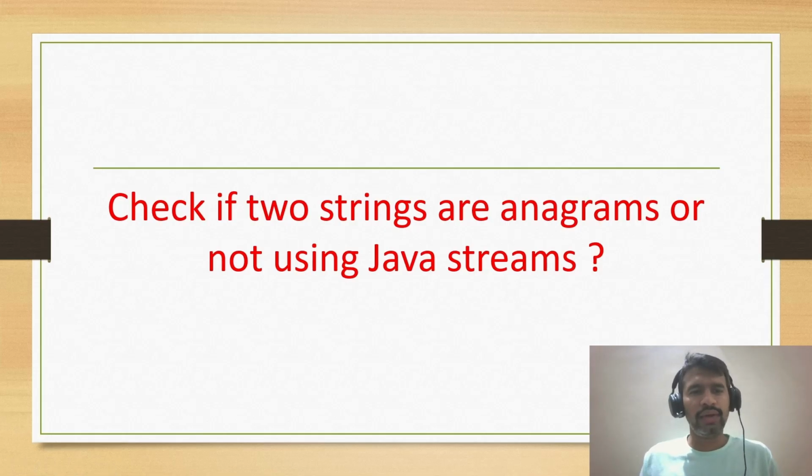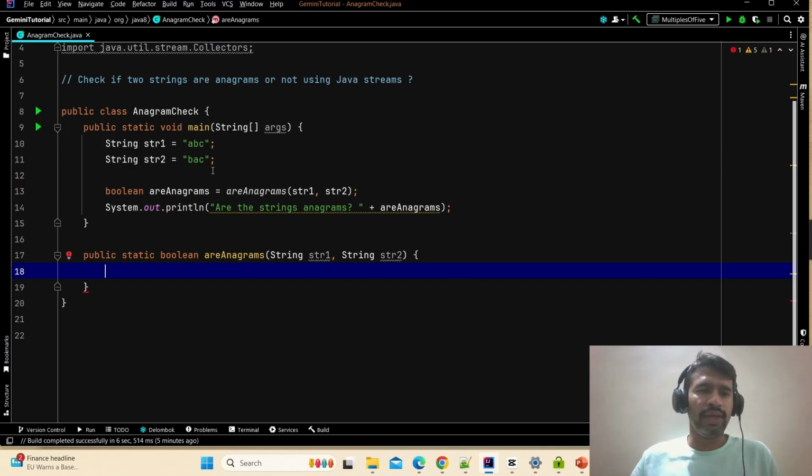So the question is we have to check whether the given two strings are anagrams or not. We have to use Java streams to find whether the given two strings are anagrams. Let's see how to do it. First we'll understand what an anagram is, and after that we'll understand the logic to compare two strings. Here you can see we are given two strings, str1 and str2, and we have to compare whether they are anagrams or not.